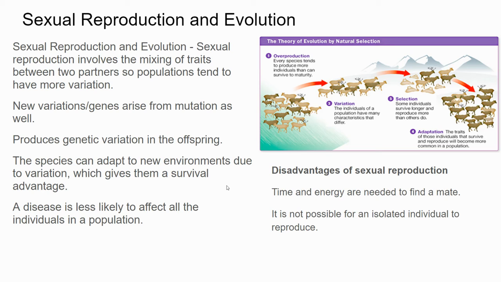One of the advantages to sexual reproduction is a disease is less likely to affect all the individuals in the population because they have a variety of different genes. Okay, they're not all the same. If you think about humans, some people get a disease and their body takes care of it rather quickly, and other people really struggle with it. Everyone deals with diseases differently, and that leads to a survival advantage. Okay, the disadvantages of sexual reproduction, well, it takes time and energy to find a mate. It's also not possible for isolated individuals to reproduce.